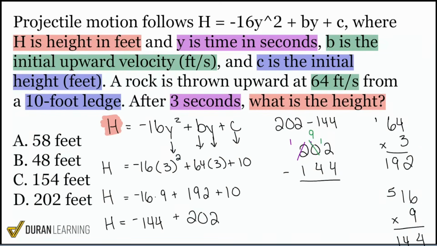So here, we'll do 12 minus 4, which is going to give us 8. 9 minus 4, that's going to give us 5. And then 1 minus 1, hey, that just cancels out. So there we are. We have our final height after 3 seconds. And that is going to be 58 feet, which is answer choice A. 58 feet.